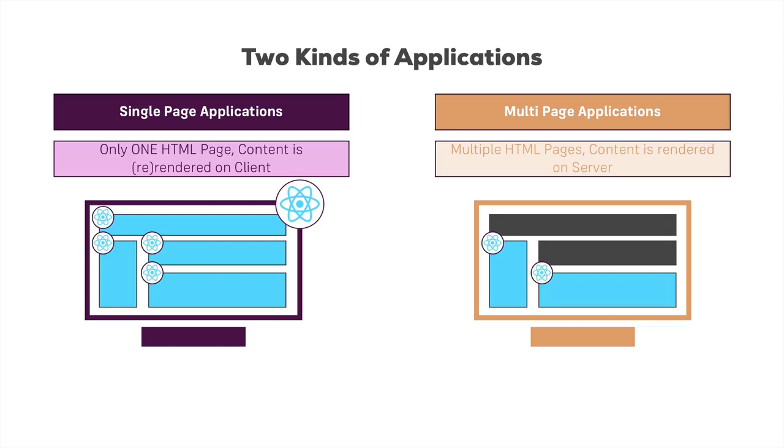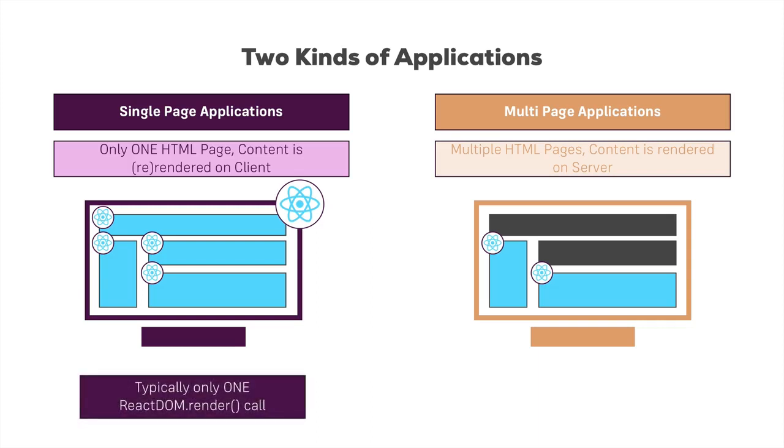Therefore, in the single page application case, which is the case we'll cover in this course, we typically only have one ReactDOM render call, this method you saw in the previous lectures where we created our first app. Now, we only need one because we have one root app component there, which is mounted to the DOM, which hosts all other React components.